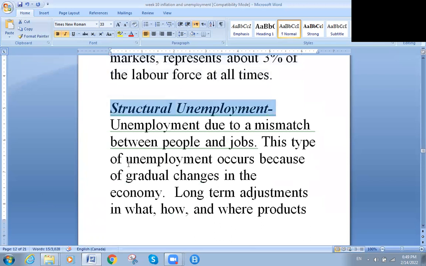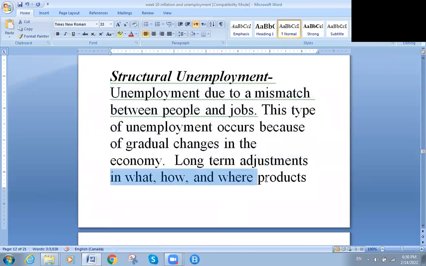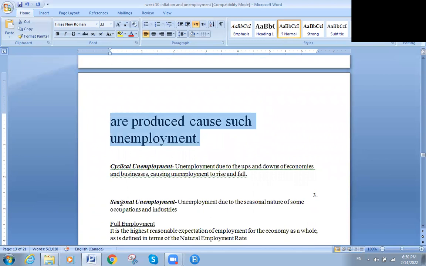Structural unemployment is due to a mismatch between people and jobs. So the people are not matching with the jobs. This type of unemployment occurs because of gradual changes in the economy. Long-term adjustments in what, how, and where products are produced cause such unemployment.